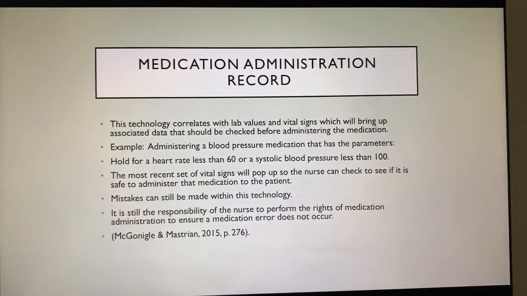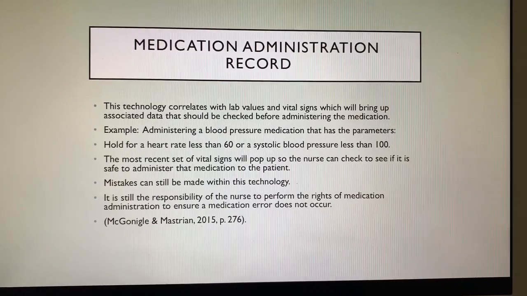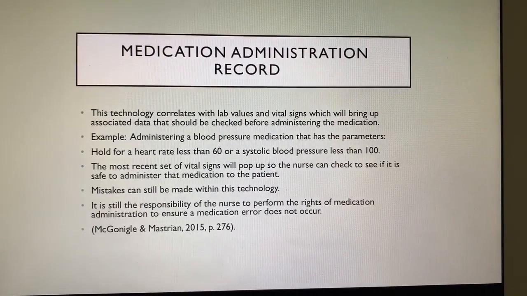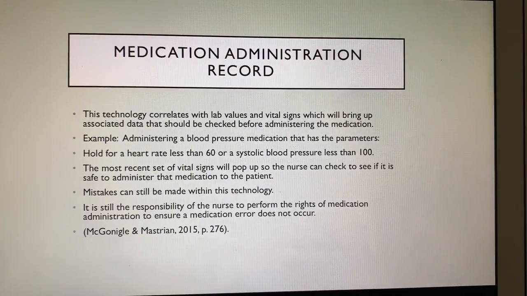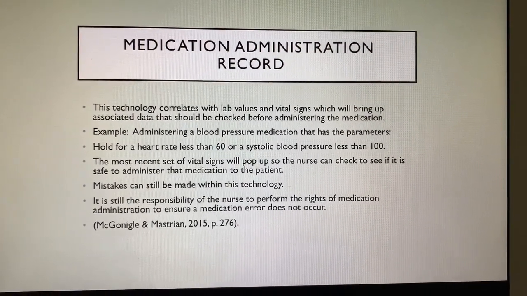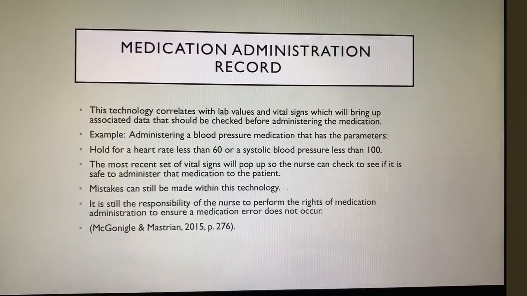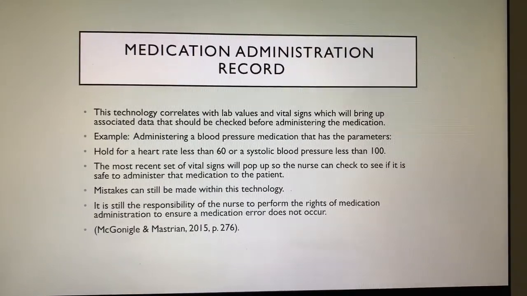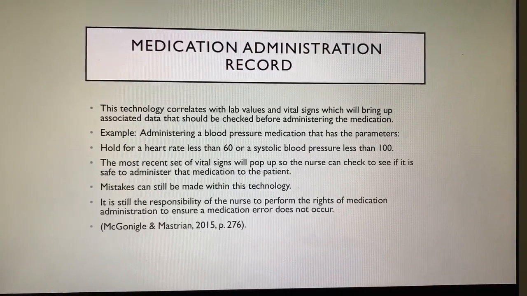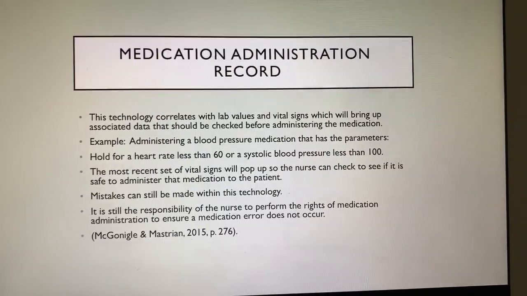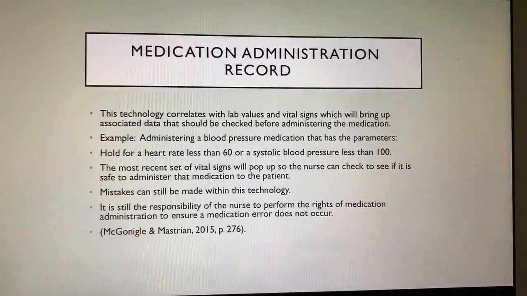Another example of how this technology correlates with lab values would be if a patient is to receive a potassium pill, their most up-to-date lab result will pop up, so their potassium level will pop up, and if it is higher and out of range, the nurse will see that and he or she will know that they should not administer that medication because it's unsafe and it's only going to continue to raise their potassium level.